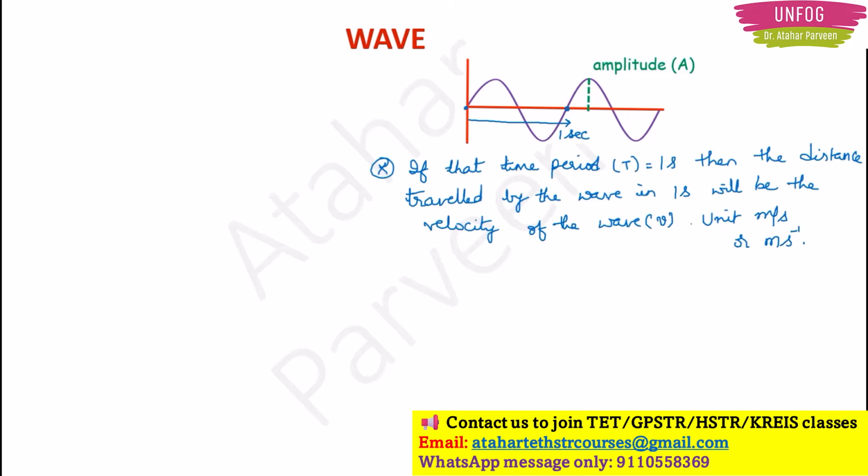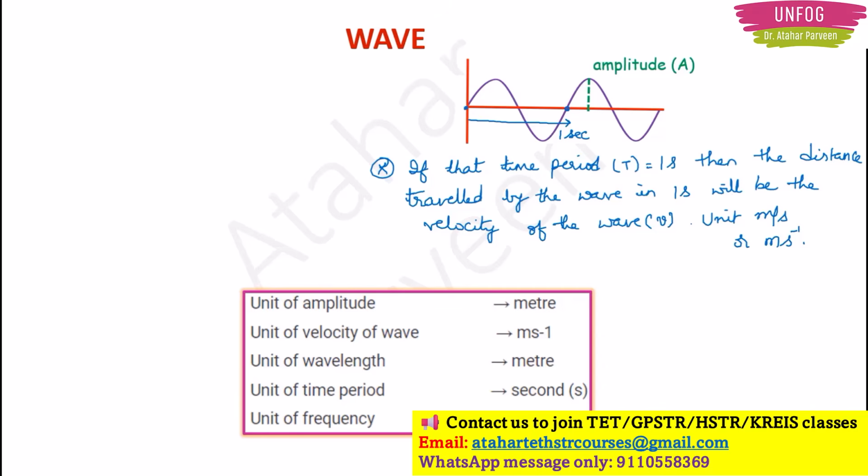If the time period is equal to 1 second, then the distance travelled by the wave in 1 second will be the velocity of the wave. And the units will be normal, which we use in kinematics, that will be meter per second. Now let's have a glance at all the units. Amplitude in meters, velocity in meter per second, wavelength of a wave in meters, time period in seconds, frequency in hertz or per second.